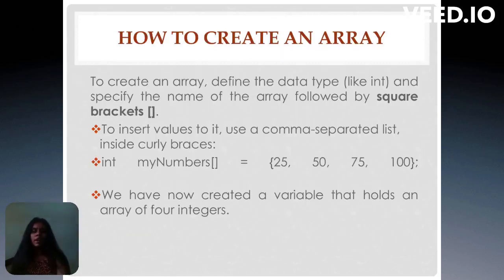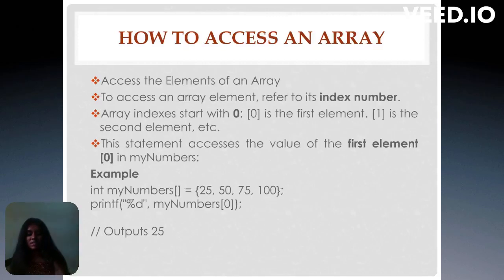So now, how to create an array? To create an array, first we have to define its data type, like int, string, double, etc. We also use square brackets and insert the values into it, as a comma separated list, inside curly braces. Here is an example: int[] myNumbers = {20, 50, 75, 100}. Now we have created a variable that holds an array of four integers.